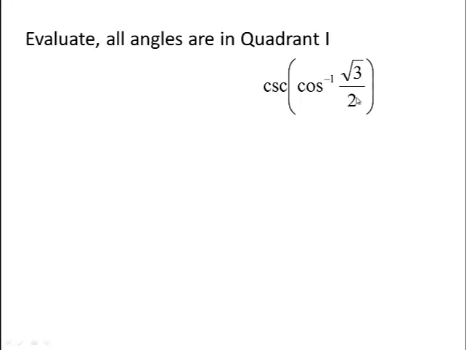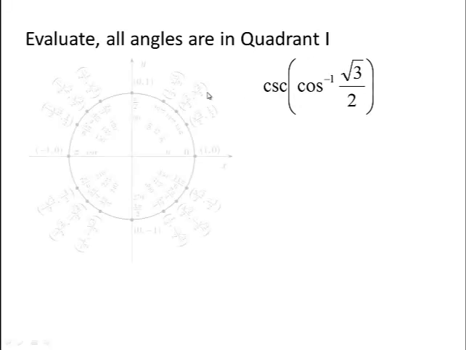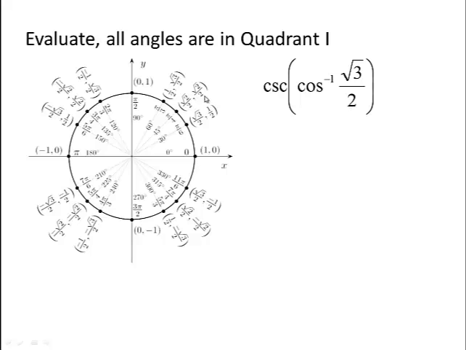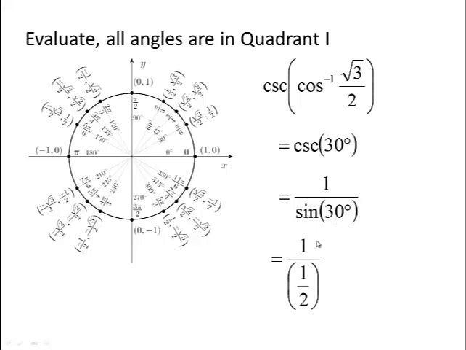Alright, evaluate. All angles are in quadrant 1, so we're going to draw a triangle in quadrant 1, and cosine is rad 3 over 2, which gives me 30 degrees. So cosecant of 30 degrees will be 1 over sine of 30 degrees. And sine of 30 degrees is 1/2. So the reciprocal of 1/2, or 1 divided by half, is 2.